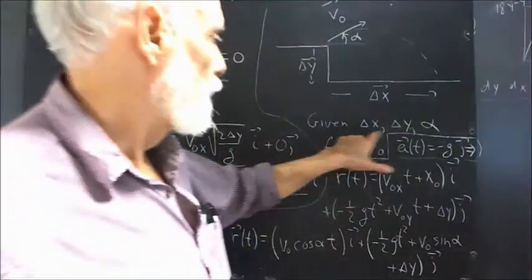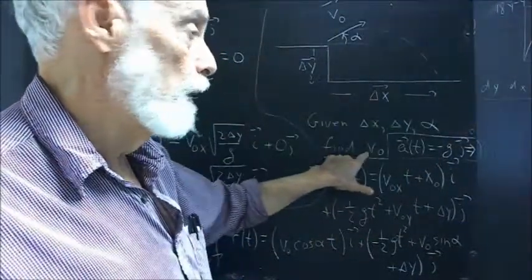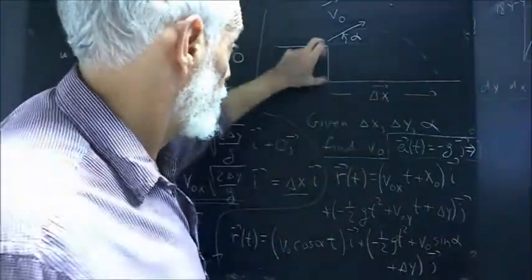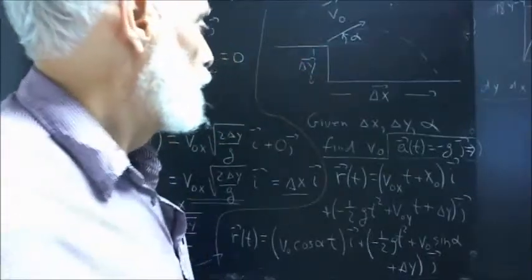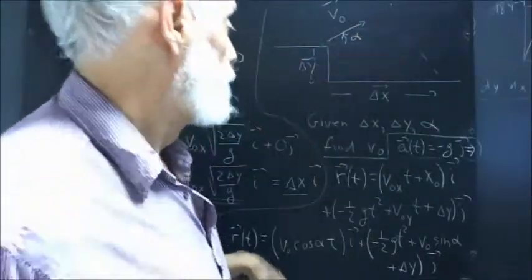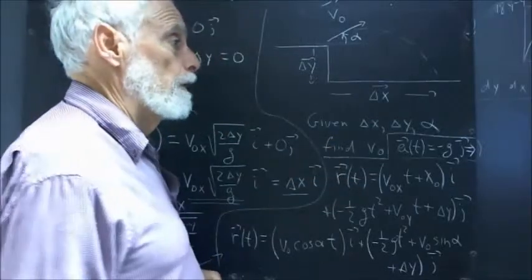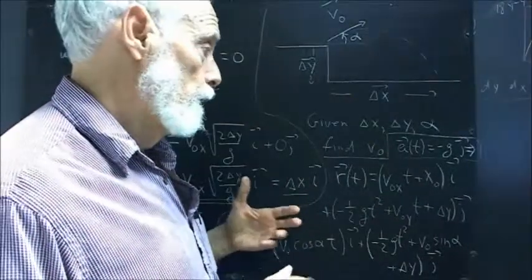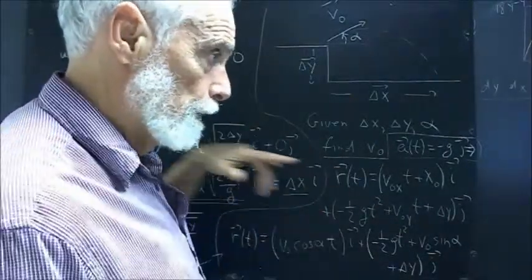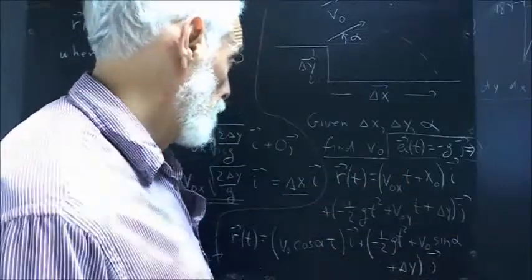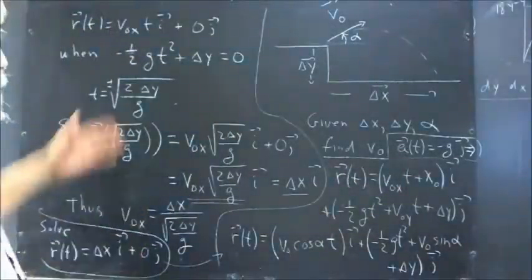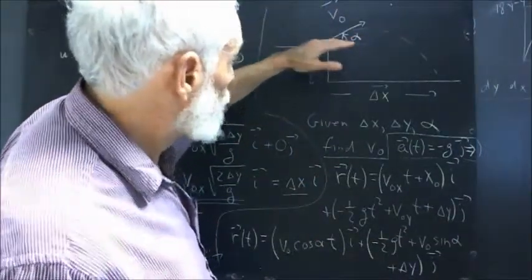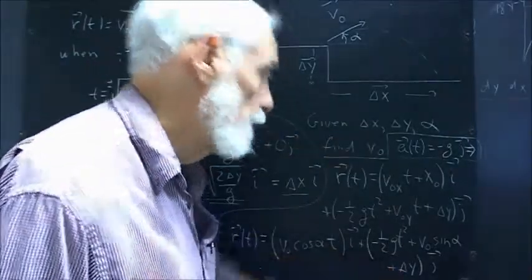Now, if we're given delta x, delta y, and alpha, we want to find V0. So what we're given is how far the projectile goes before it lands, the height from which it's projected, the angle at which it's projected, and again, we're wanting to find V0. Now, this is very similar to the analysis you need to do in order to analyze what happens when the ball rolls off the incline and falls to the floor. If the incline is horizontal, then this would apply. If the incline is not horizontal, then you have a vertical component to the initial velocity, and the equations change.